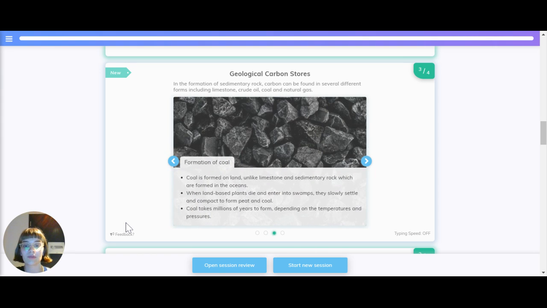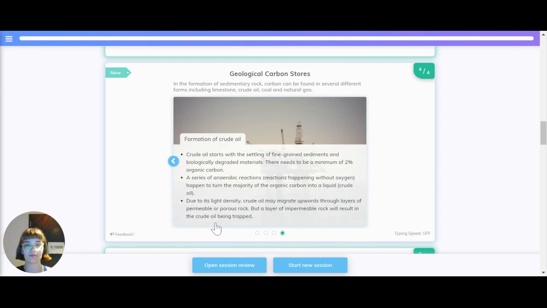Formation of coal. Coal is formed on land, unlike limestone and sedimentary rock, which are formed in the oceans. When land-based plants die and enter into swamps, they slowly settle and compact to form peat and coal. Coal takes millions of years to form, depending on the temperatures and pressures.